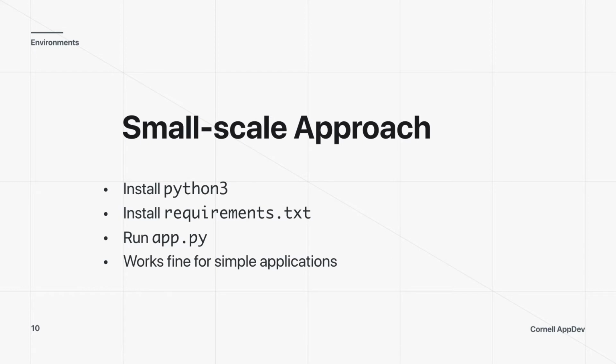So on a small scale approach, you would just install Python, install requirements.txt, just whatever file that maybe a colleague you're working with on the project gave you, because they've already started working on the project and these are the packages they've been needing or using to run the application. And then now that you have all your dependencies and libraries all set to go, you can run your application. This workflow is completely fine for simple and small scale applications.